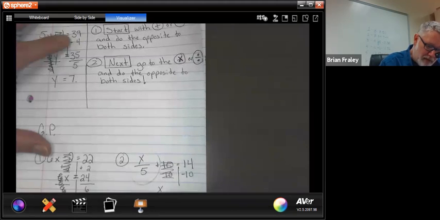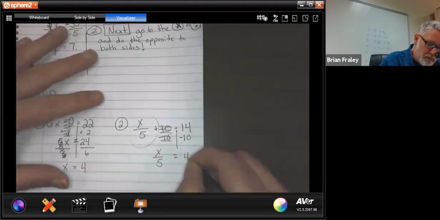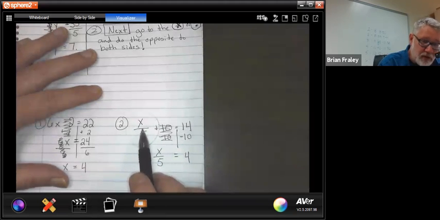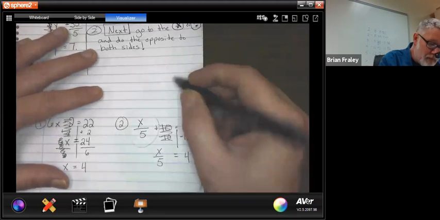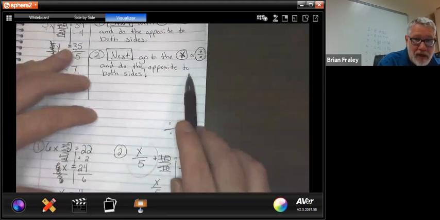I'm going to bring him down. Bring down my equal sign. And then 14 minus 10, oops, I'm sorry, is 4. Okay? So I brought down everything that was left. Guys, you know that fraction bar means what? It means division. Okay? So if they're dividing by 5, well, again, we go to the next step.